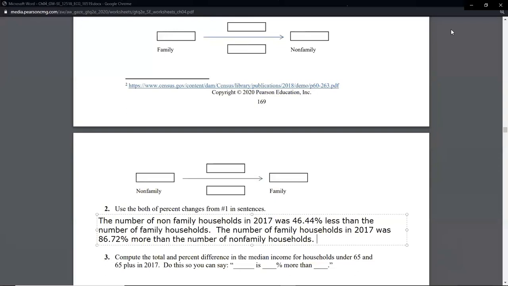So the number of non-family households was about 50, I'm just rounding to simpler numbers, was about 50% less than the number of family households. Or you could say the number of family households was about 90% more than the number of non-family households. Again, what information do you think you want to convey? What's your scenario? And of course, we have no relationship with these numbers personally. Are we someone trying to say, oh man, the number of family households is so much better or so much worse? What is the message we are trying to convey? Are we trying to scare people, or are we trying to make people feel good?